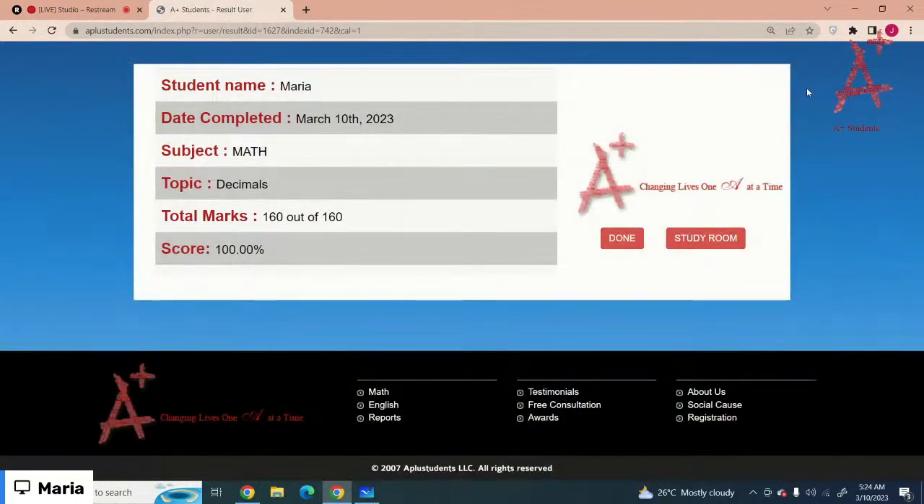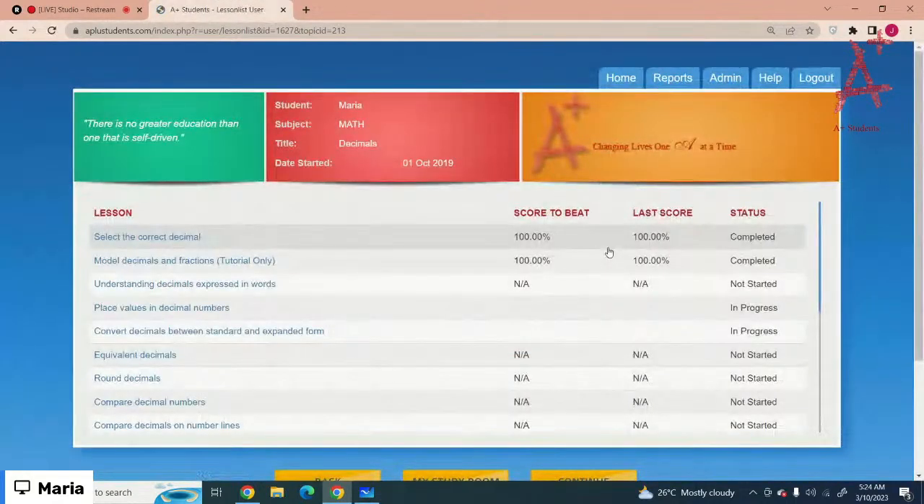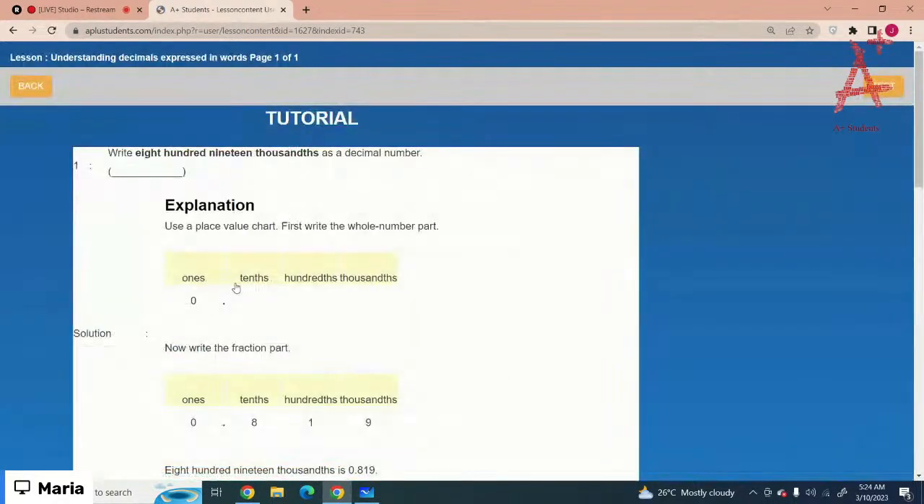Okay, we are done with the test. Let's just move on to the next lesson. The next lesson is understanding decimals expressed in words. Now you are given the decimals in the form of words. You have to understand them.